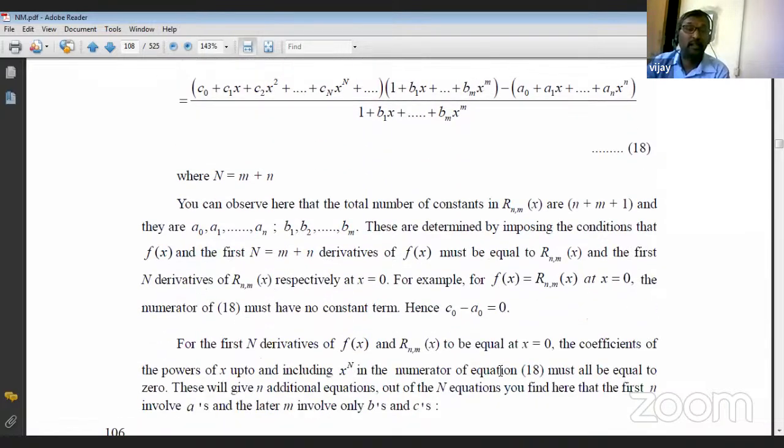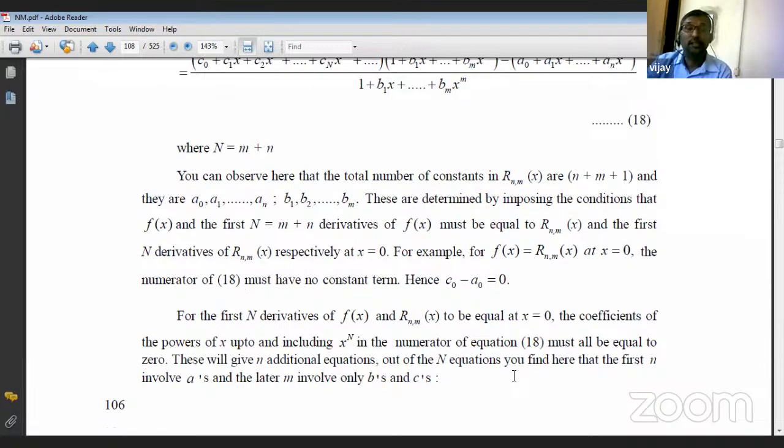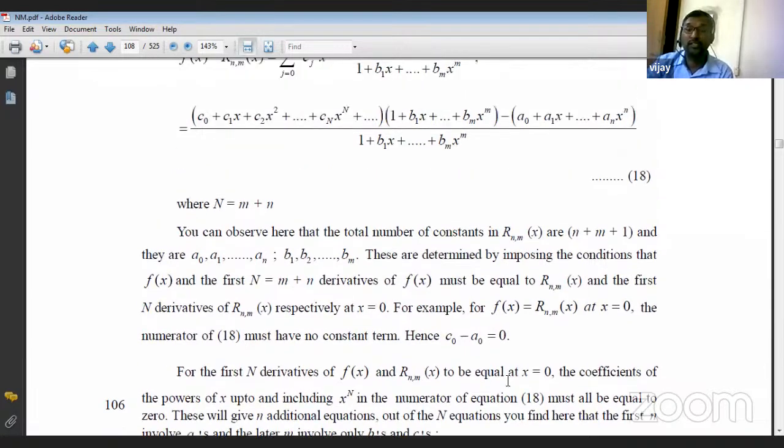Let N equal n plus m. You can observe here that the total number of constants is N plus 1: a0, a1, a2 up to an and b1, b2 up to bm. They are determined by imposing the conditions that f of x and its first N derivatives must be equal to r_{n,m}(x) and its N derivatives with respect to x at x equal to 0.